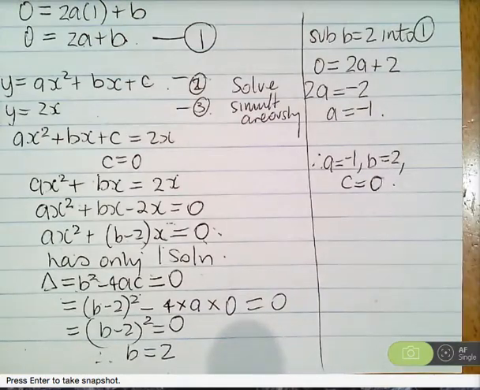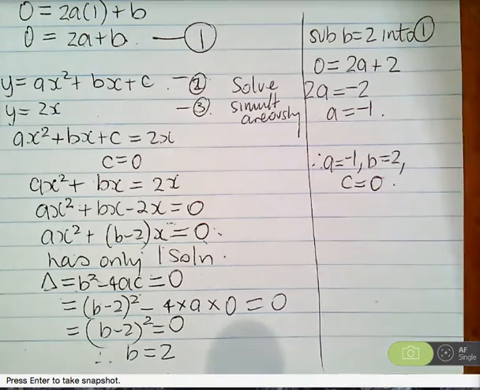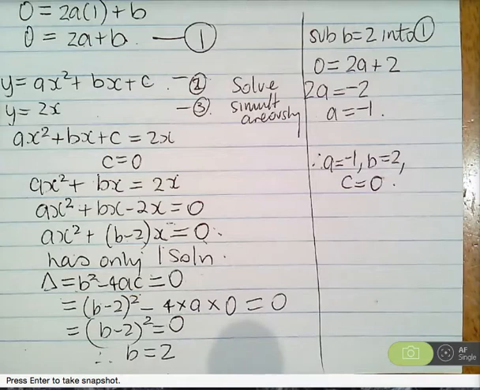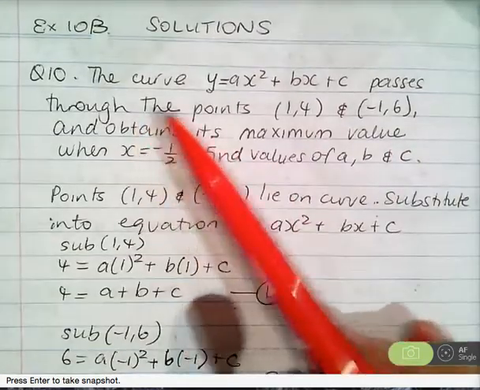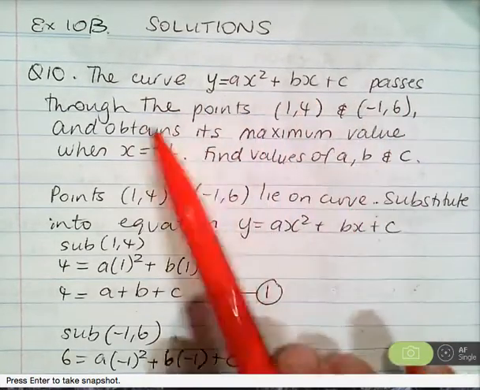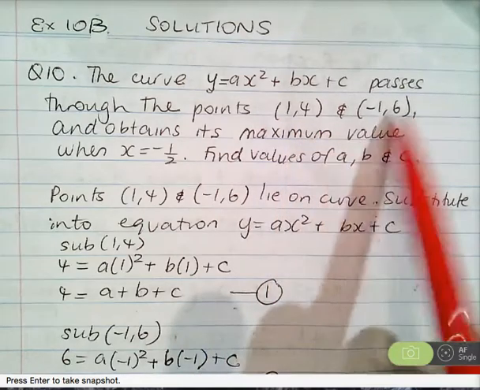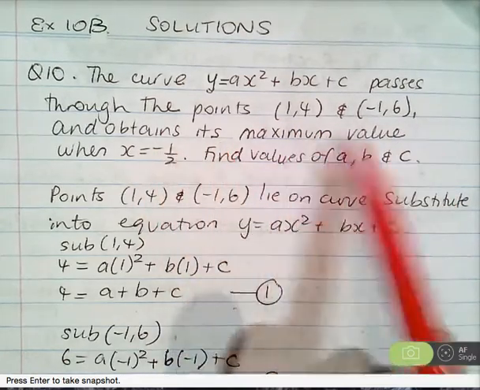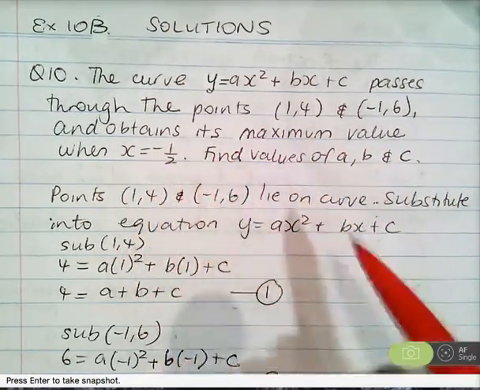Okay, I think I'll now have a look at question 10. A few of you have been asking about that. I've already worked out the solution to that, so I'll just talk through it. Now here's question 10. The curve y equals ax squared plus bx plus c passes through the points 1, 4 and negative 1, 6, and it attains its maximum value when x is negative 1/2.